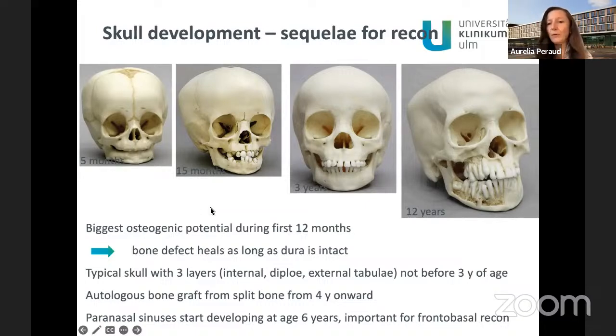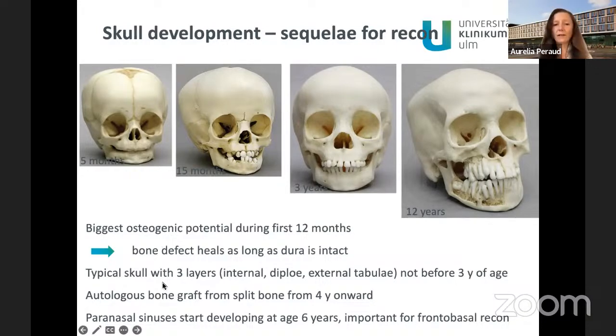Almost any bone defect will heal and will be rebuilt by the body as long as the dura is intact. So we use this potential for reconstruction in craniostenosis, as I have shown you before. And you can always wait until later if you have a bone defect in a small child.